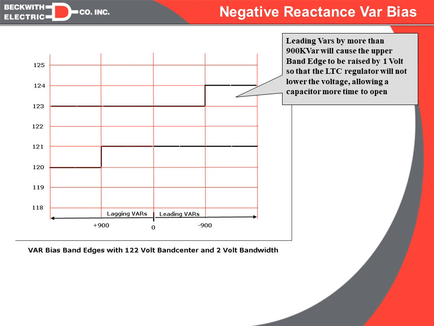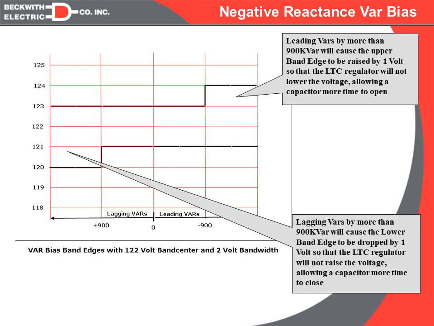So what we're basically saying is, on a leading power factor, we want a capacitor bank to open as opposed to the LTC lowering the voltage. So if we have a high voltage with a leading power factor, the preference is to have a capacitor bank open to bring the voltage back down. By raising just the upper band by 1 volt, we can allow the voltage, if it's in this area, to still remain in band, but it would be out of band for the capacitor bank, and it would give the cap bank time to open before the LTC took the operation. So we're saving the operation on the LTC and we're getting our power factor back closer to unity.